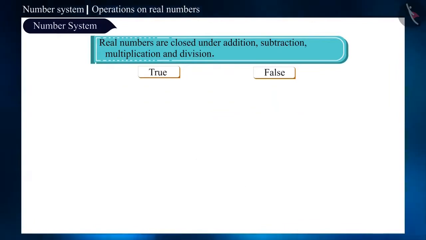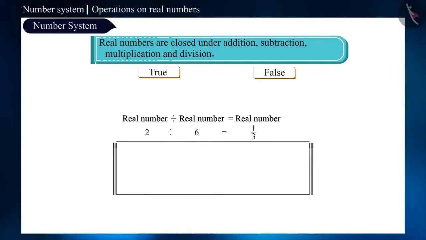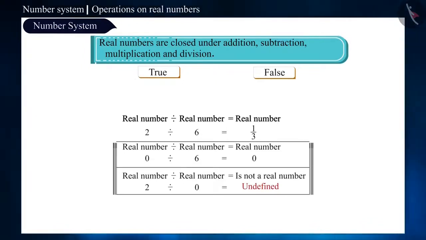Now let's try for division. 2 and 6 both are real numbers. On dividing the 2, we get 1 by 3, which is also a real number. Friends, now in the place of 2, if we keep 0 and divide it by 6, we get 0, which is also a real number. But if we take 0 instead of 6 and divide 2 by 0, then the number we get is undefined. This means here we did not get a real number. So is the given statement correct? Think about it and confirm your answer.